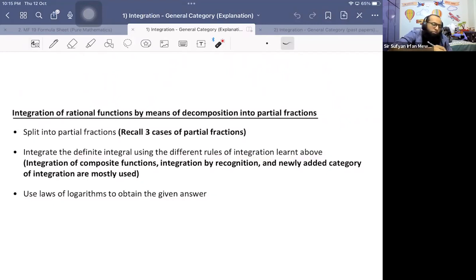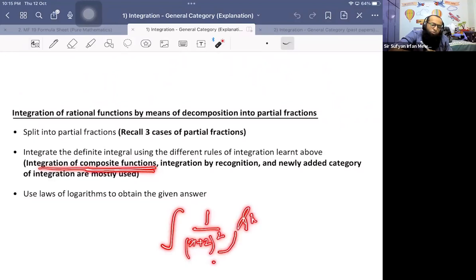Normally, what is used? Integration of composite functions. So let's suppose one of the partial fractions is 1 upon x plus 2 whole square. How do we integrate this? We'll use the rule of integration of composite functions. We'll take x plus 2 whole square to the numerator. It will become x plus 2 to the power of minus 2. And then we know how to integrate it. We add the power, we divide by the new power, and the differentiation of the bracket will be divided as well. So integration of composite functions is used.